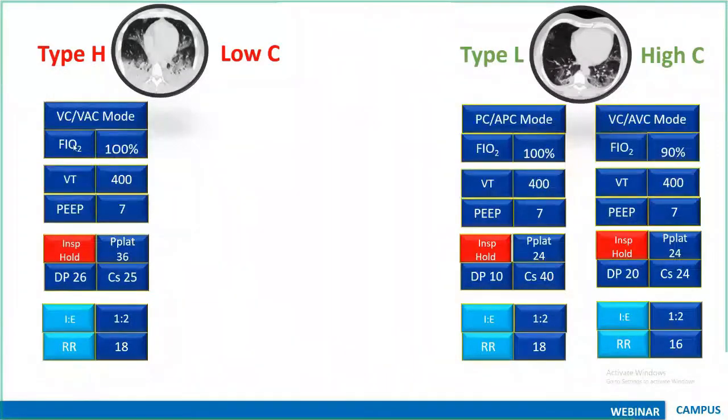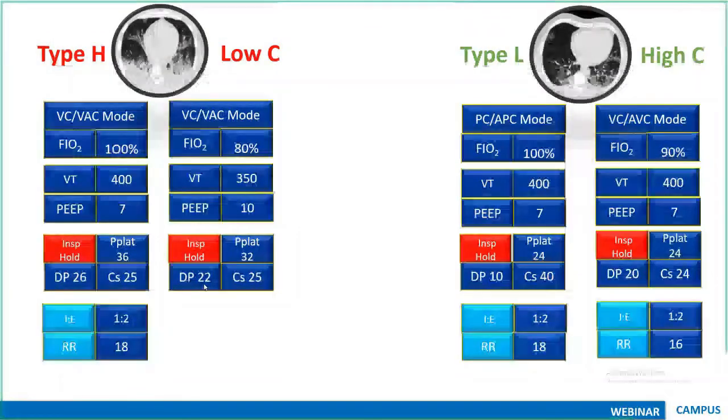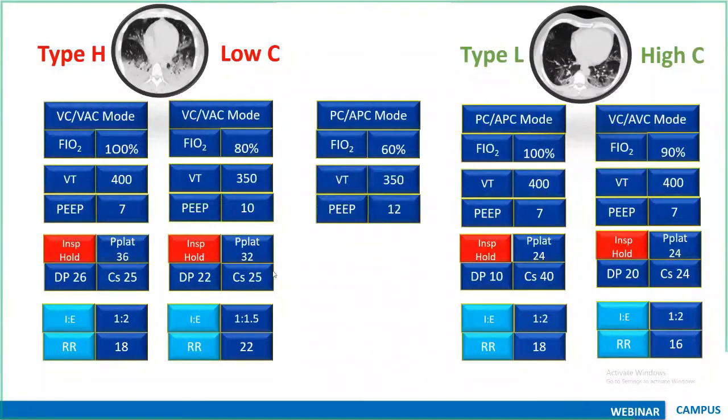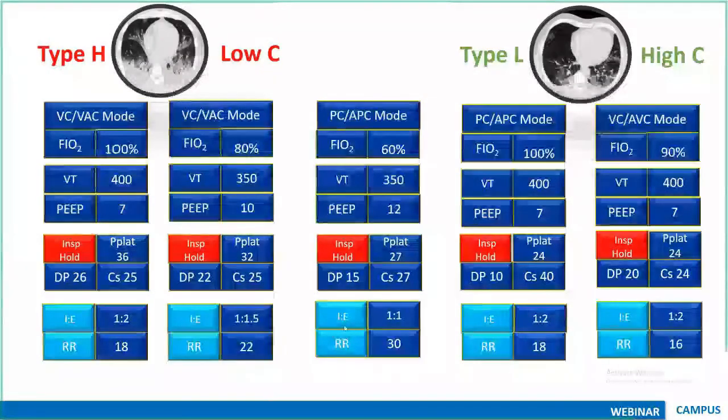But in this group of patients, from 7 I try to increase the PEEP to 10. I reduce the tidal volume to 350 to reduce the plateau pressure. Now you can see the plateau pressure is reducing, but driving pressure is still high. The compliance is not changing. So I have again increased the PEEP to 12. Now the plateau pressure is less than 27 and driving pressure is almost reaching 15. I'm keeping an I:E ratio of 1:1 to improve oxygenation, and I'm increasing the respiratory rate also.